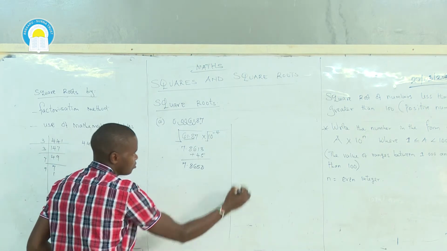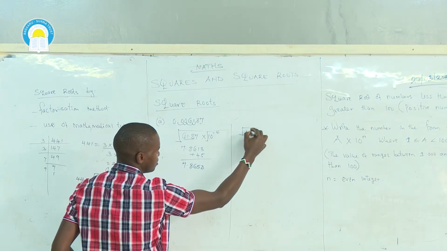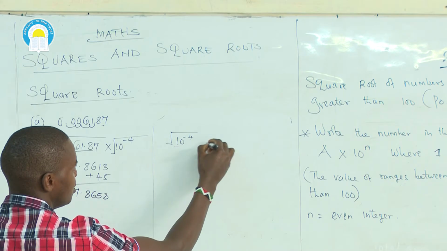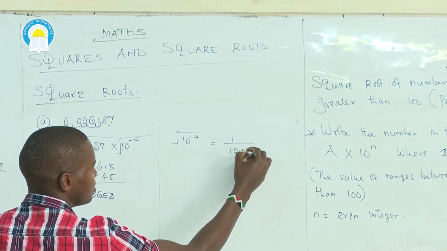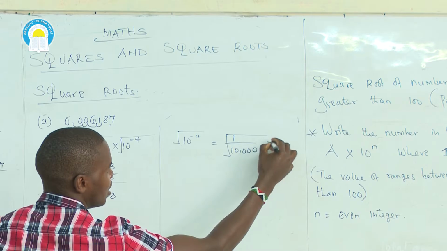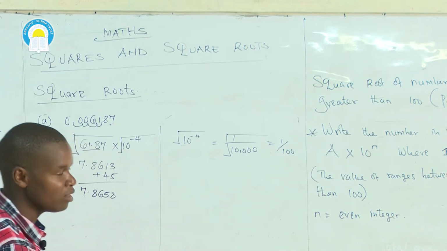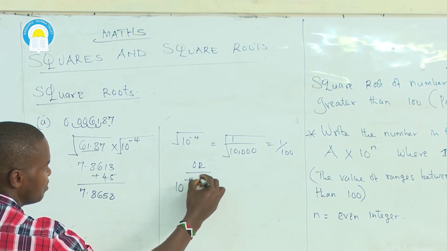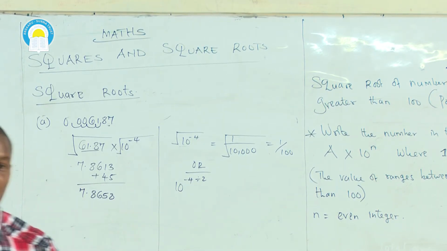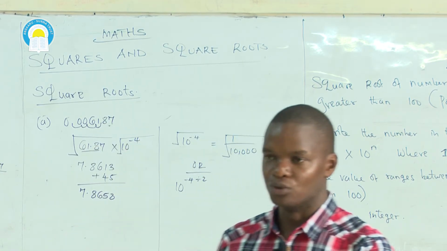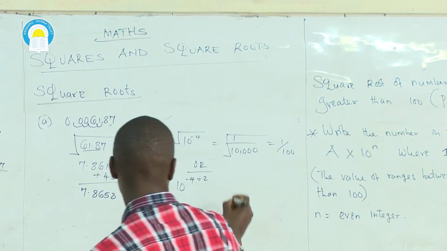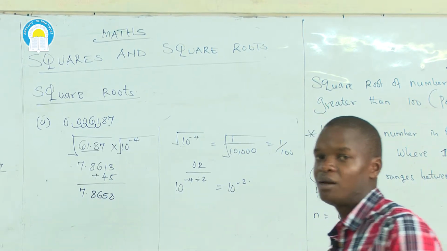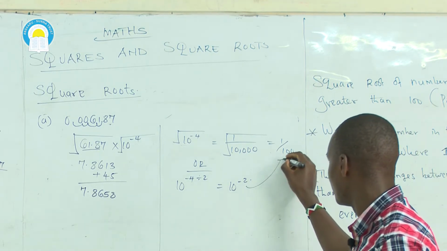For you to find the square root of 10 power negative 4, there are two ways you can do this. You can write this as a fraction, which is 1 over 10,000. The square root of that is 1 over 100. Or you can say it's 10 power negative 4 divided by 2. Remember, when finding the square root of a number, you divide the power by 2. So when you divide this by 2, the answer becomes 10 power negative 2, which is the same as 1 over 100.